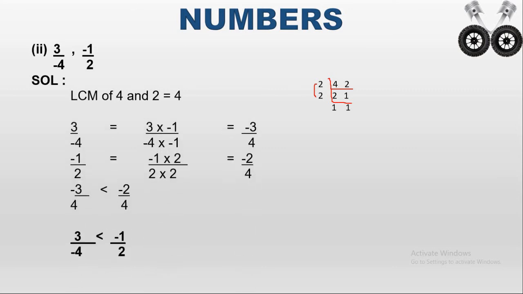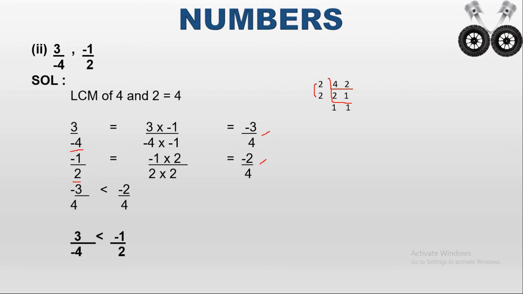What is the first rational number? 3 by minus 4. Always rational numbers are in the standard form. Standard form means the denominators are always positive. So I have to multiply numerator and denominator by minus 1. 3 into minus 1 equals minus 3, and minus 4 into minus 1: minus into minus becomes positive, so plus 4. So 3 by minus 4 equals minus 3 by 4. For the second rational number, the denominator is 2, so I multiply numerator and denominator by 2. Minus 1 into 2 is minus 2, 2 into 2 is 4.